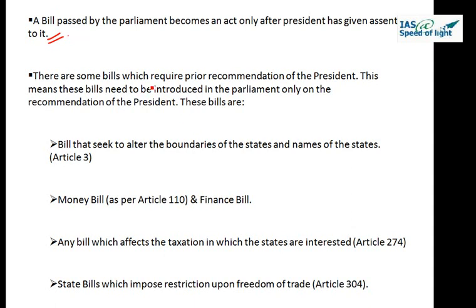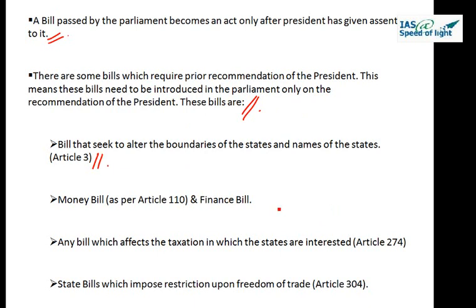There are some bills which require prior recommendation of the President, and this means that the bills need to be introduced in Parliament only on the recommendation of the President. This thing we have already seen. Certain bills can be introduced in the Parliament only after the recommendation of the President. The first of such is the bill that seeks to alter boundaries of the state and name of the state, that is Article number 3, which we have seen in the first class itself.